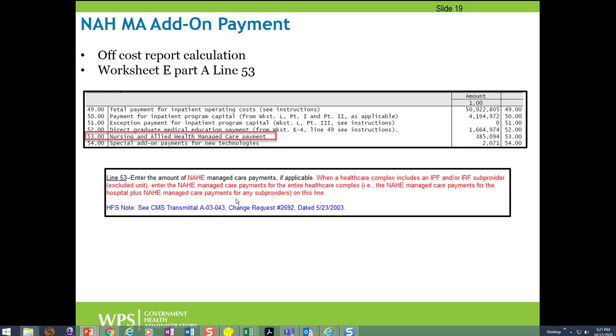In fact, even if you go to the cost reporting instructions, they don't really tell you much about the calculation. They just reference which change request to look at. Now keep in mind that's the old change request. We now have the new one. The cost reporting instructions just have not been updated for that yet.